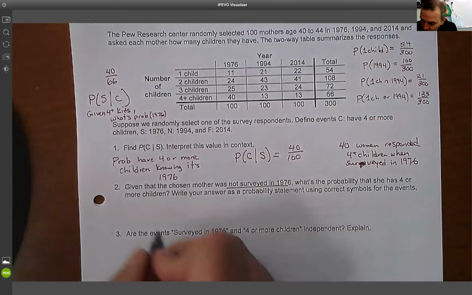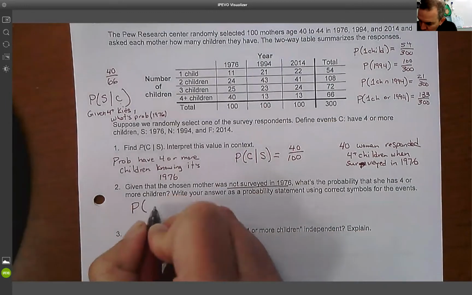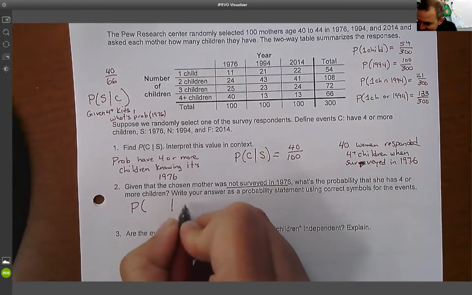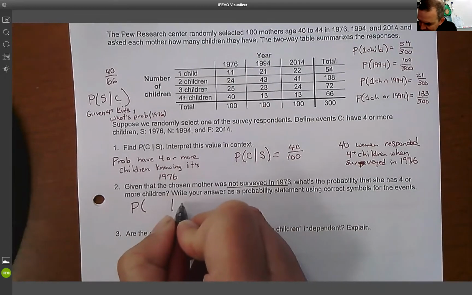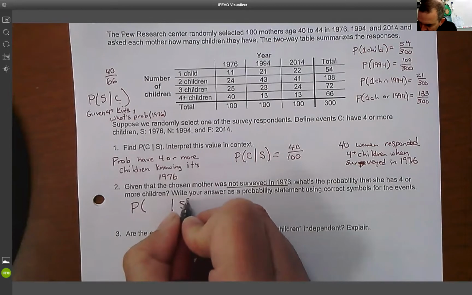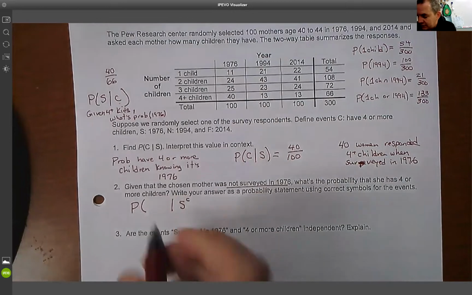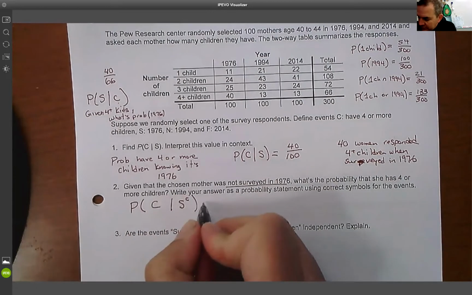So again, if you want to write this, the way you would write it is, what is the probability given that it's not 1976? So in this case, we're going to say S with a little c. That's not 76, not 1976. What's the probability of this?